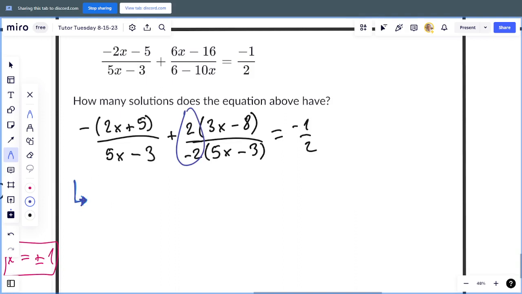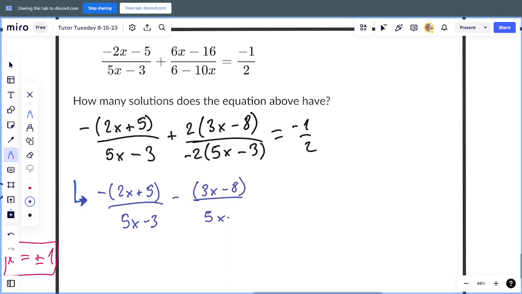The 2 and a negative 2 here could cancel to just give us a negative 1, and that'll be negative 2x plus 5 all over 5x minus 3. Subtract 3x minus 8 over 5x minus 3. Now that we have the same denominator, it should be a lot easier for us to solve it.